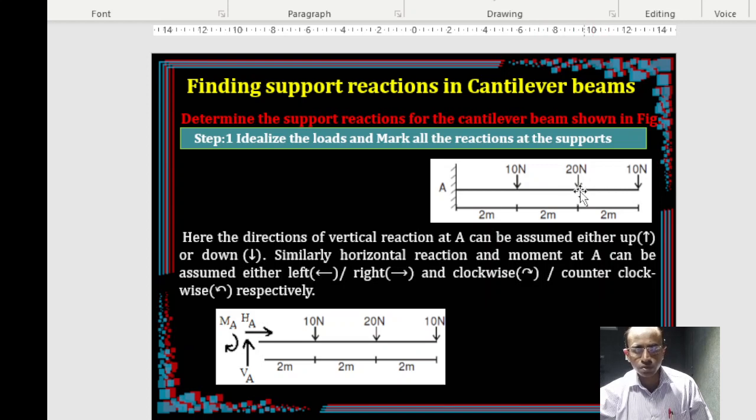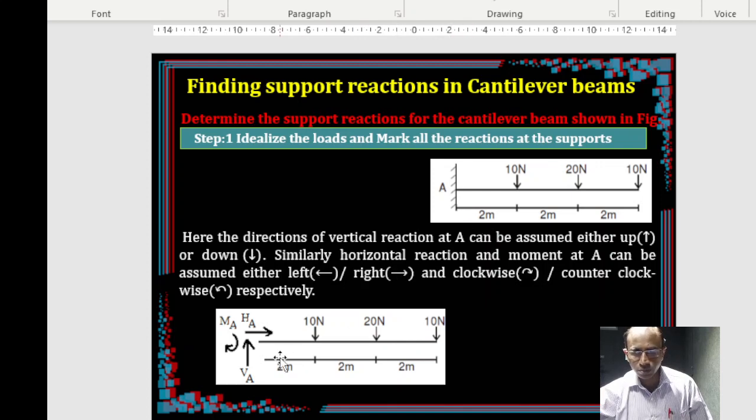Maybe a uniformly distributed load or a uniformly varying load. You should convert them into a concentrated load, a point load. Then you can start, right? So you have to idealize the loads and then mark all the components.